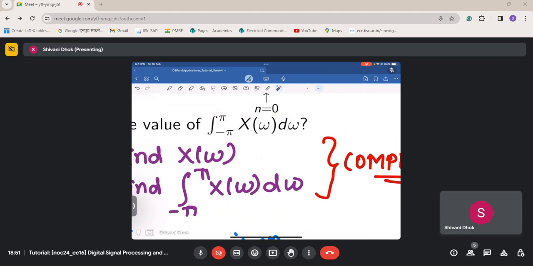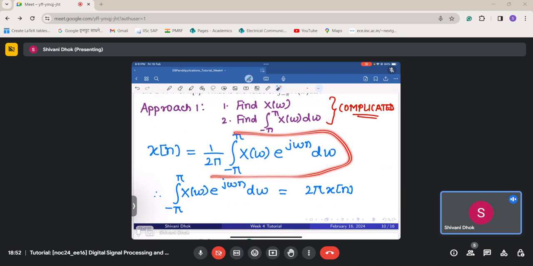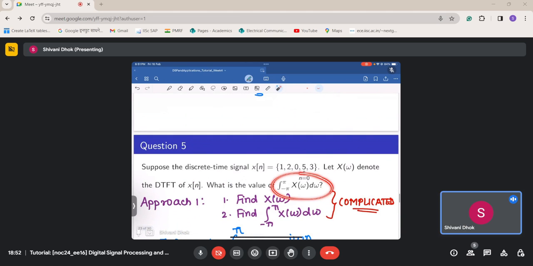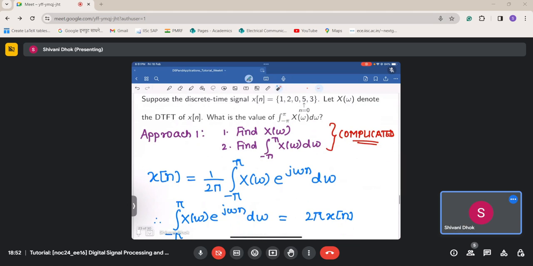Only at n equal to 0, you asked. I didn't ask at n equal to 0, I asked the value of this quantity. But the relation that we know is this quantity here. So can we somehow use this equation and reduce it to what we wanted to find out? By observation, we understand that this can be done by putting n equal to 0.